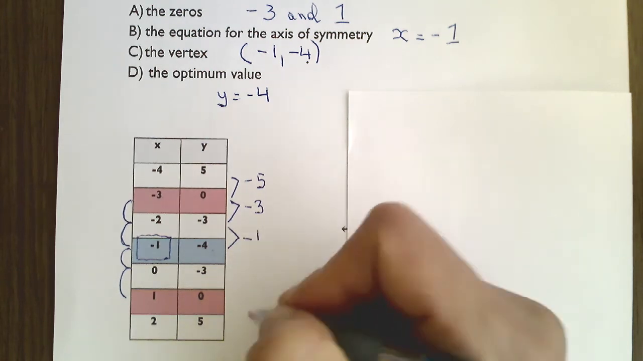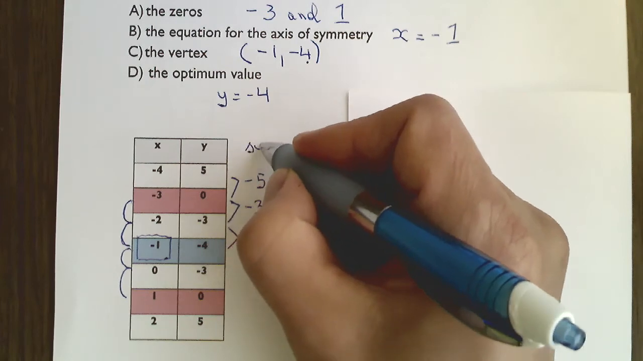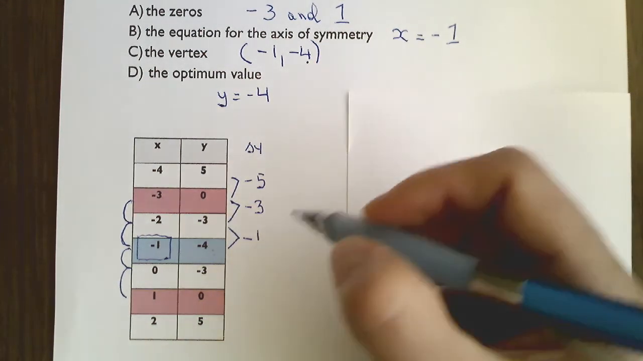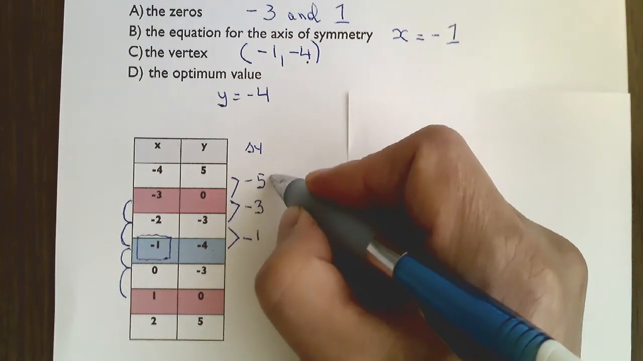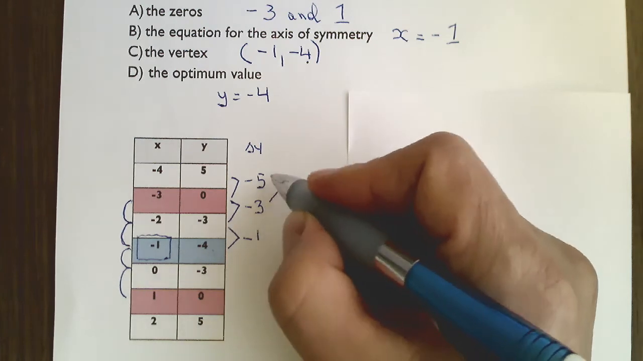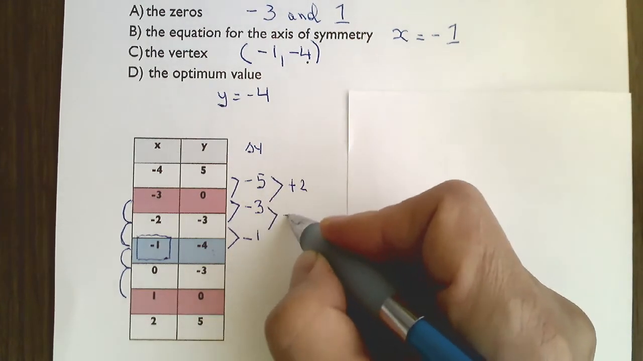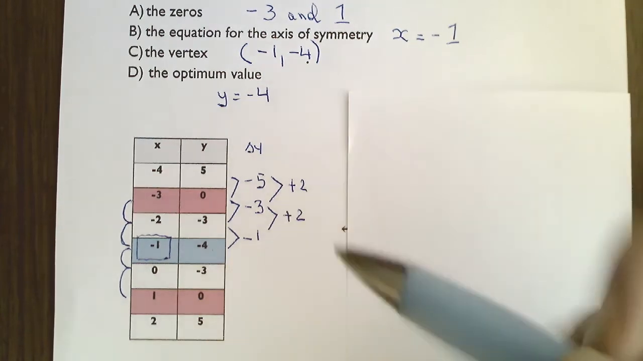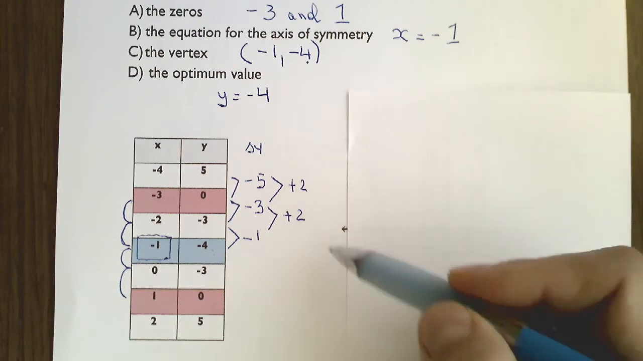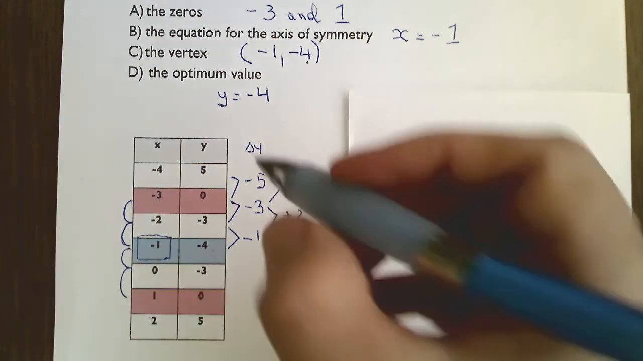And I can continue. I can see that the first differences, delta y, are not constant, and they're changing, but then I will find the second differences. So the difference between -3 and -5, so -3 minus -5 is +2, and over here is +2, and therefore I see that the second differences are positive. This parabola opens up, and therefore my optimum value is a minimum value.